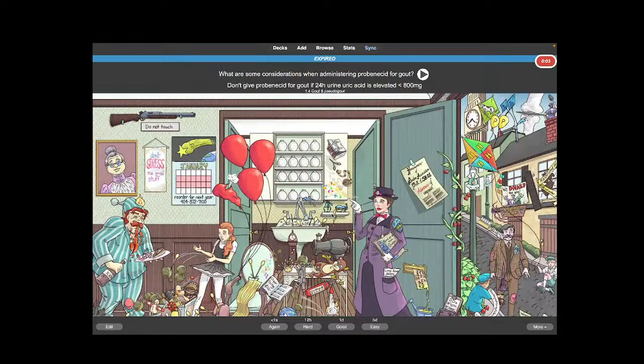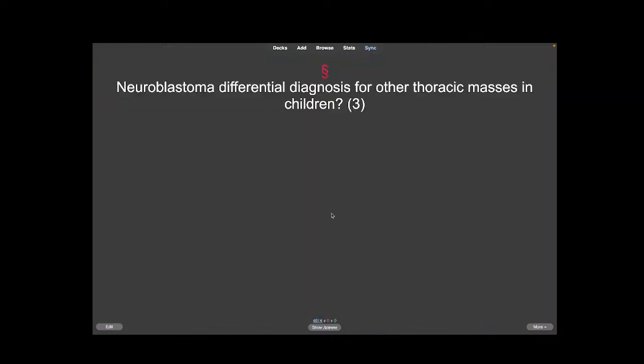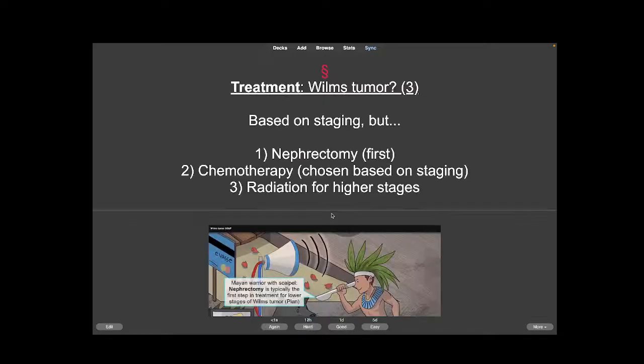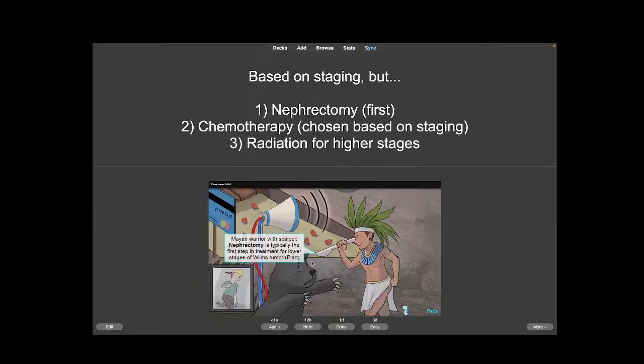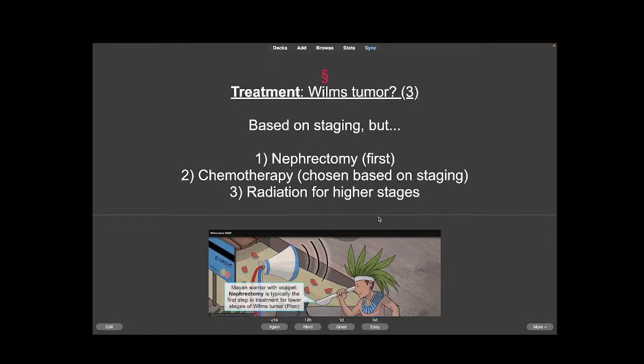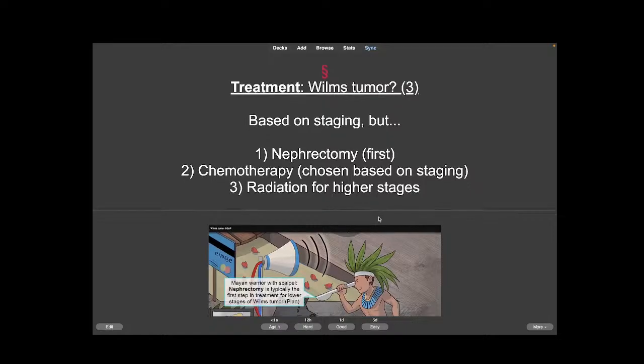Other abdominal masses in children, so no one cares. Treatment of Wilms tumor is based on staging, but we go with nephrectomy. Cool. All right, what are we going for? Chemo. We got some chemo and radiation. The three that you would consider for any tumor.